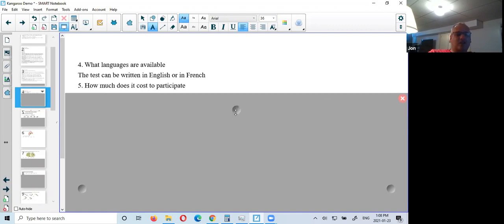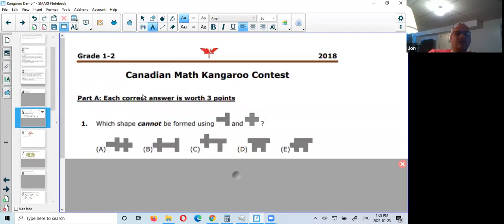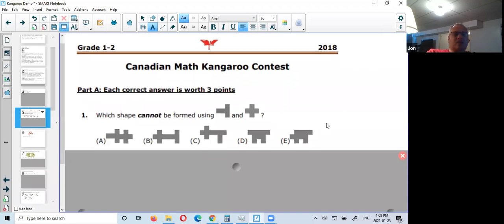Okay, so let's try the first question. So this is from the grade 1-2 test. And here's a question. Hopefully you can see that. This is a part A question. It's worth 3 points. And it says, here's 2 shapes you have. And which of these can you not build using these 2 shapes? All right, so you have to think about how those shapes might fit together. And one of these you can't make. 4 of them you can.